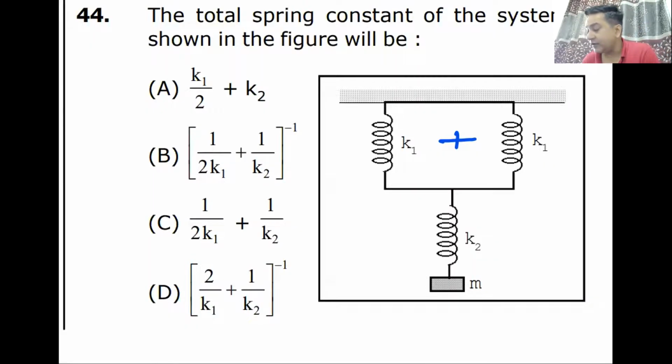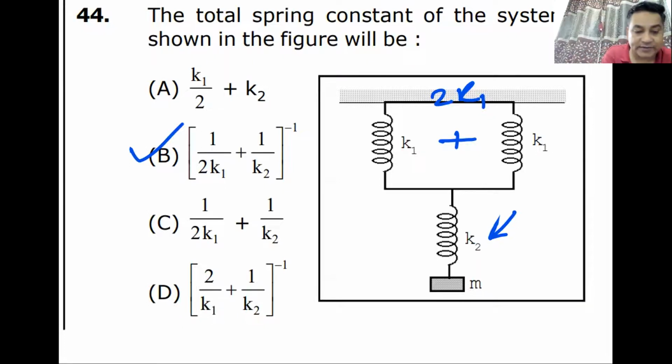Remember, these 2 springs, which 2 springs? The upper 2 springs K1 are in parallel, so their effective spring constant becomes 2K1. Then it is in series with K2. So for the effective spring constant, 1 by K will be 1 by 2K1 plus 1 by K2. So K will be the inverse of this. Well done. I'm really happy that you have understood this concept of effective spring constant.